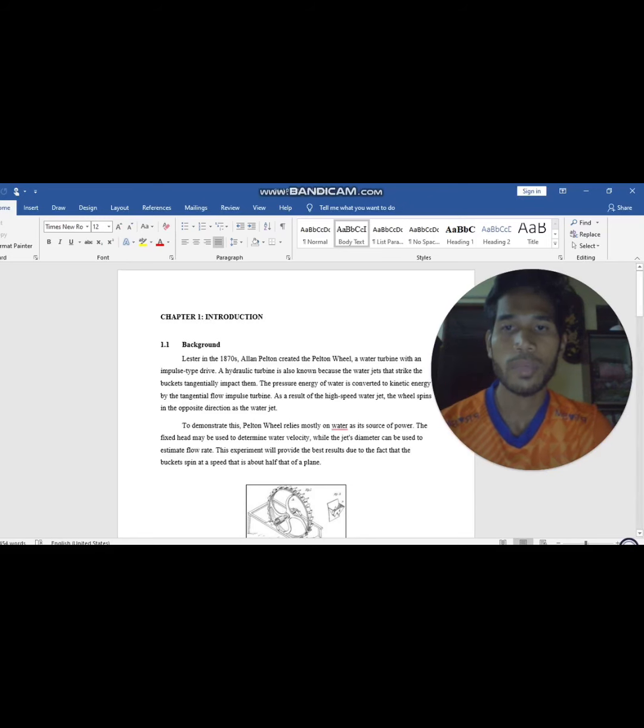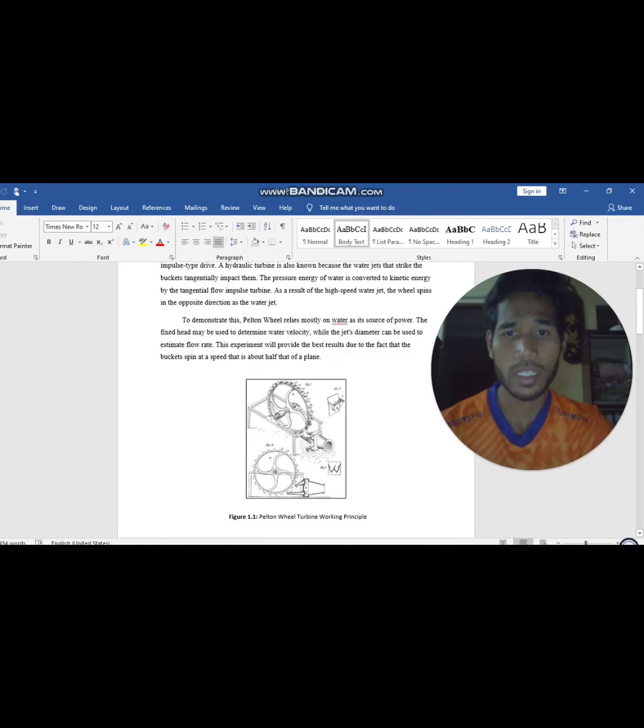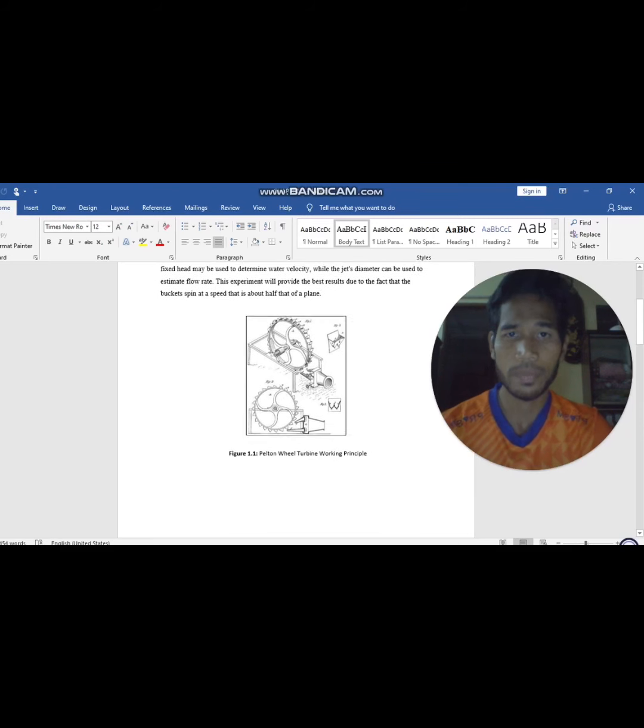Today I want to present about Chapter 1, the introduction. This is our background. In 1870, Alan Pelton created the Pelton wheel, a water turbine with an impulse type drive. This is our demonstration of the Pelton wheel turbine working principle.